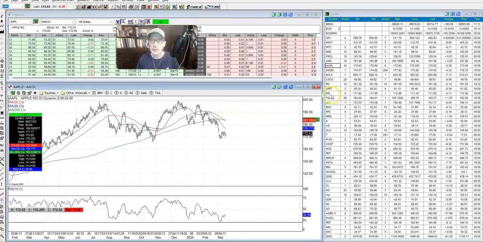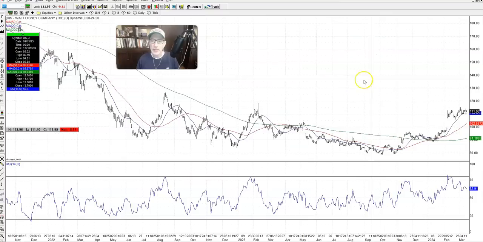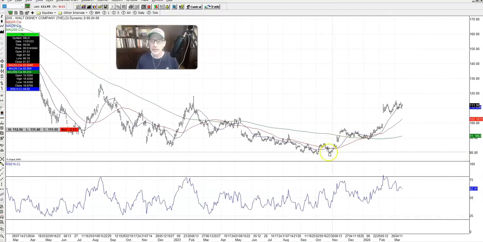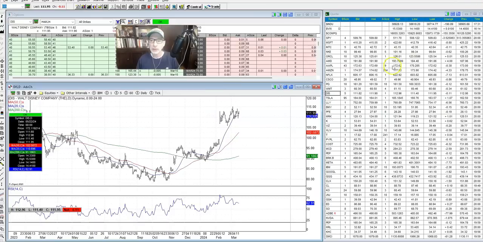Let's see what else. Disney finally powered above its support right around $80 and it's kind of hovering right here around the 20-day moving average. So I think Disney now has maybe turned things around and probably going to see that move higher in the long run. Let's see what else.